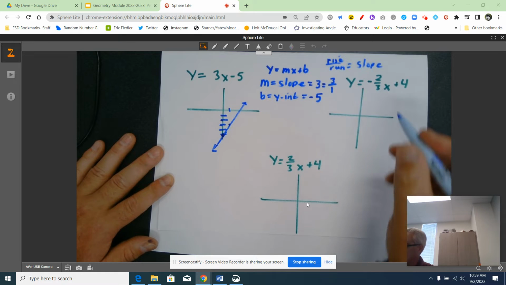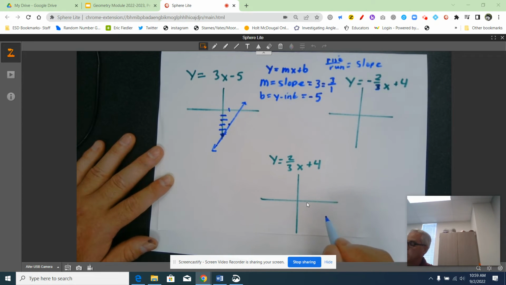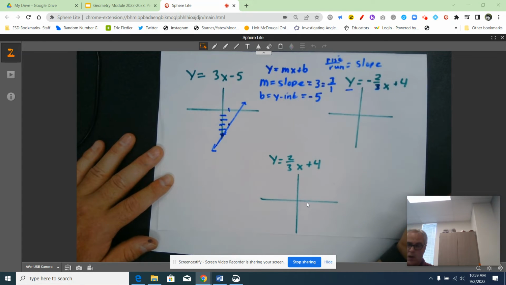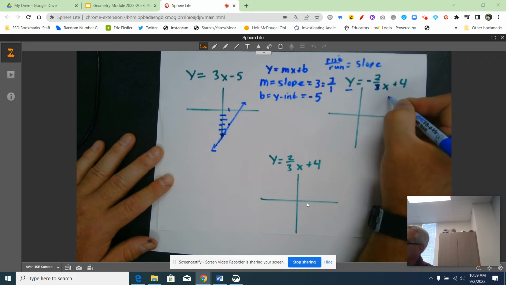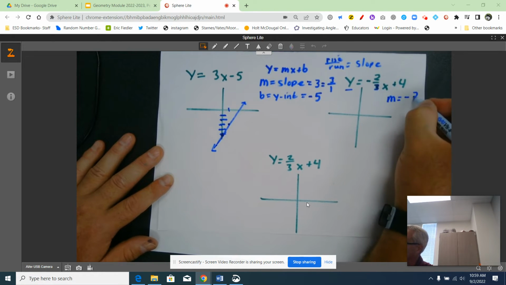Here comes the next one. This is a 2/3, by the way. That kind of looks like a 5. Okay, well, what would our slope be? Well, first of all, is it in slope-intercept form? The answer is yes. See how it's solved for y? What is the number next to the x? That's the slope, and in this case, it's a negative 2/3.